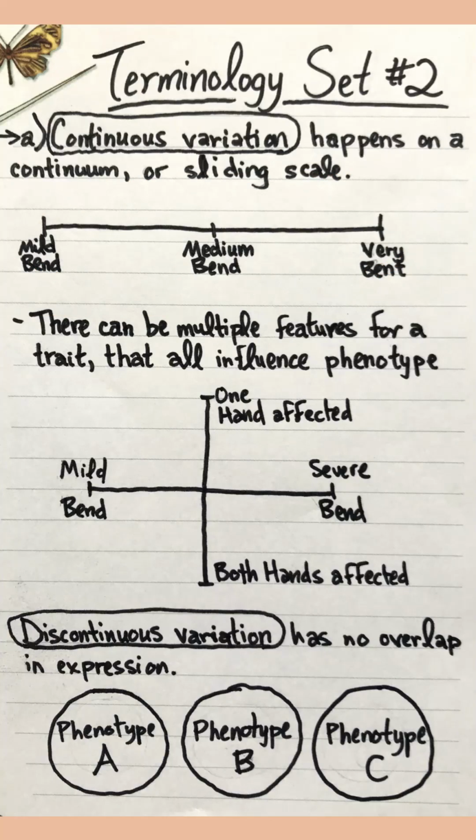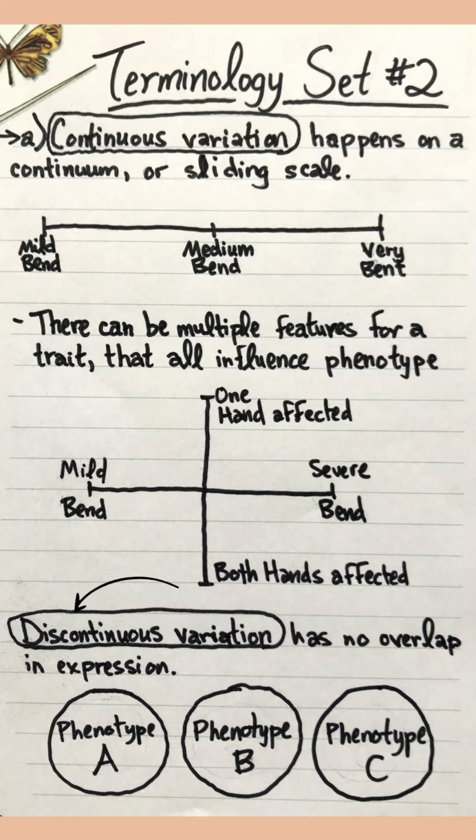It's important to remember that there could be multiple features to the phenotype of a trait. If we look at the Camptodactyly, for example, we could look at a sliding scale that is not just the amount of bend that there is on this person's little finger, but we could look at also, is it one hand that expresses it, or is it two hands? Does one hand express it more than the other? So there could be multiple sliding scales that are all overlapping for one trait.